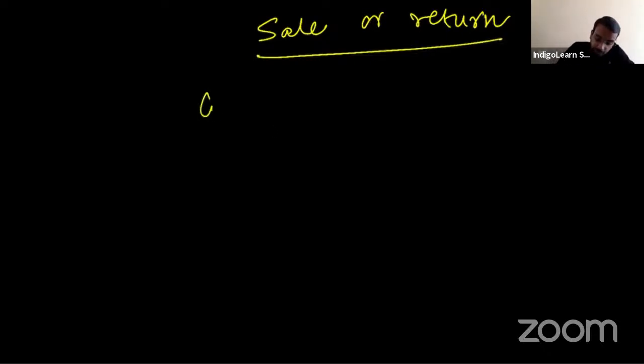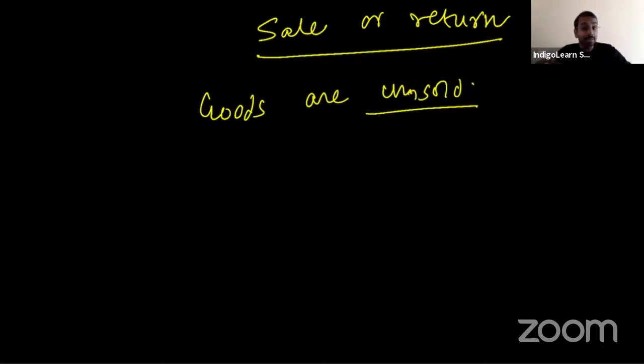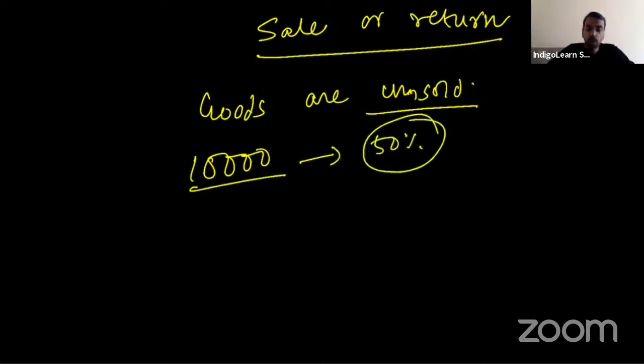If goods are unsold, and the time limit is still there, for example, you sent 10,000 worth of goods. We'll come to the calculation of cost and all. You sent goods worth 10,000, and let us say 50% are unsold. What will you do? To the extent of 50%, you will add it to your inventory. But you will consider only the cost of these goods.